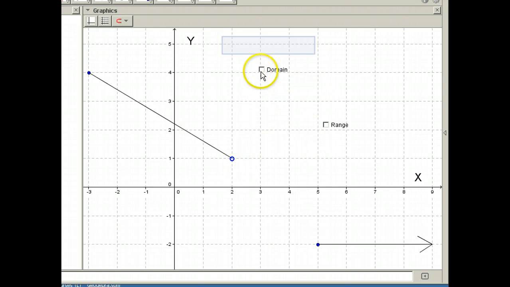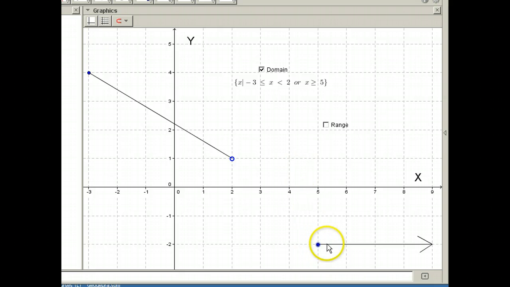So we say this by saying that in the domain we have x's such that -3 is less than or equal to x, also less than 2. But it's simply less than 2. It can't be equal to 2.